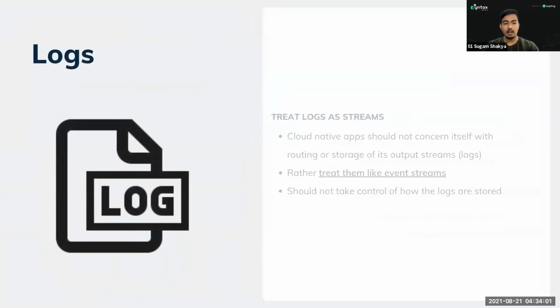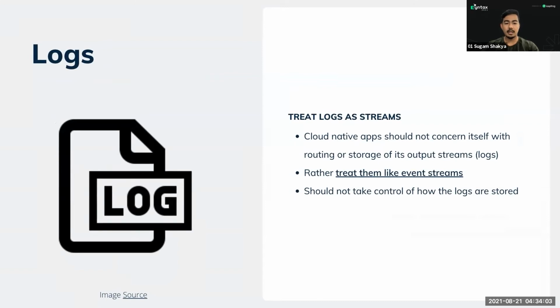Moving on, the next guiding principle is treating logs as streams. When we are building cloud native applications, we should not be focusing on how we are routing logs or where we are storing them. Instead, we should only treat logs as event streams, and only write the logs to standard error or standard output.